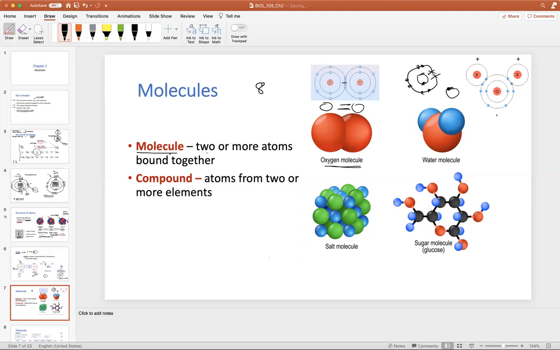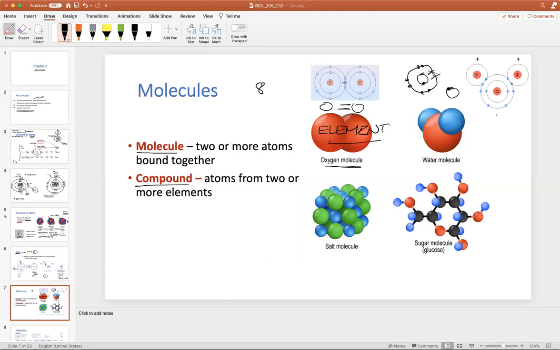Now, sometimes molecules are compounds, and a compound is made of atoms from 2 or more elements. An element is just one kind of atom. So this is an element, right? And the reason is, even though it's a molecule, both those atoms are oxygen.